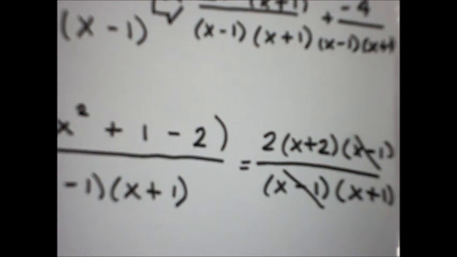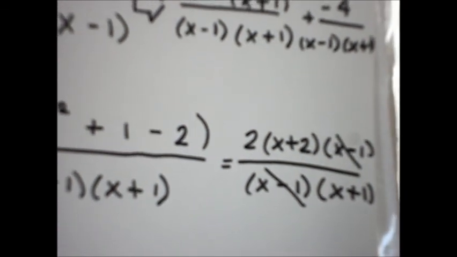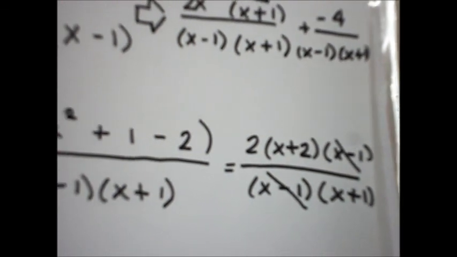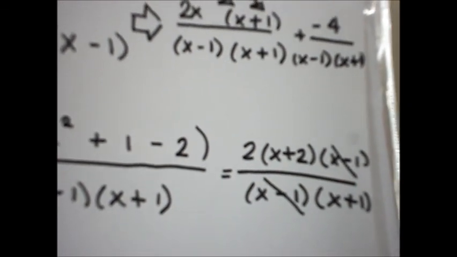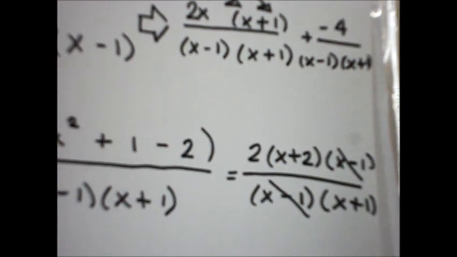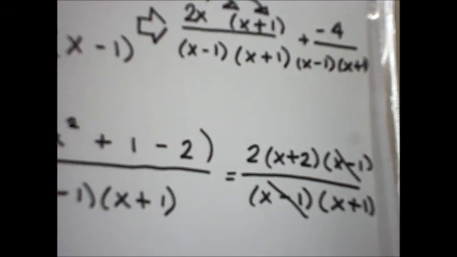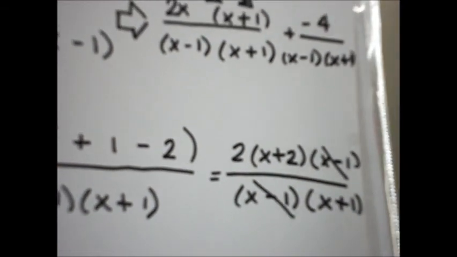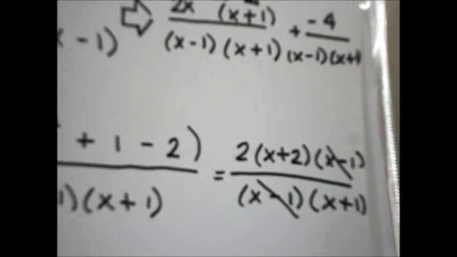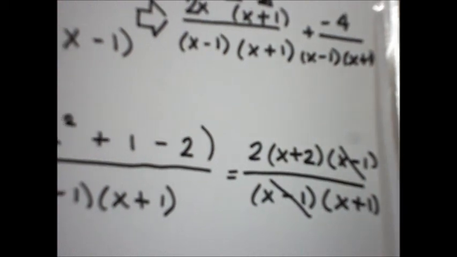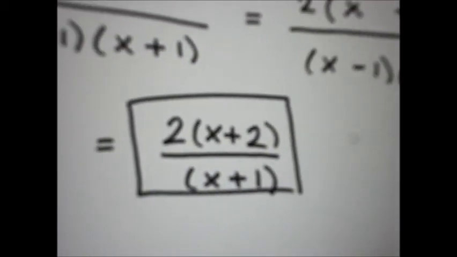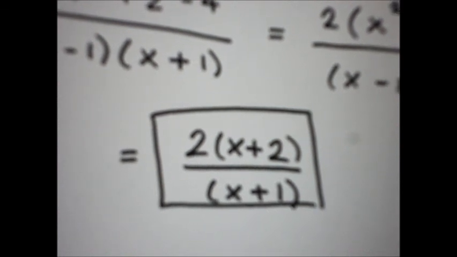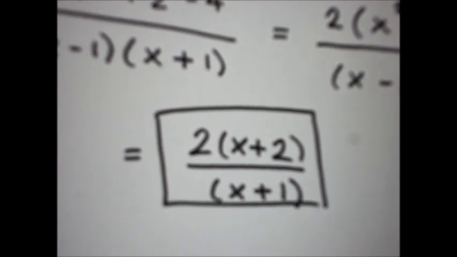Using the rainbow method, you can have this answer. Either this or the trial and error method. And when you see that your answer is 2 times x plus 2 quantity x minus 1 over x minus 1 and x plus 1, you can see that you can cancel out x minus 1 in both the numerator and the denominator. And so your answer will become 2 quantity x plus 2 over x plus 1. And that is the answer, Timmy.